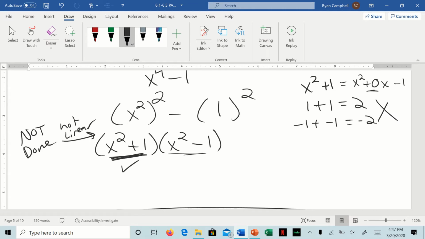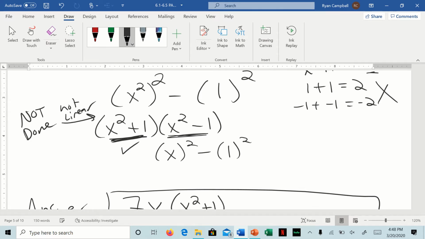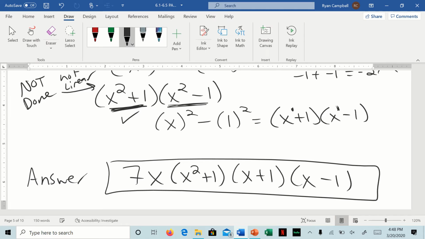However, we do have x squared minus 1. And that's the difference of squares again. So we just see that's x squared minus 1 squared. So we get x plus 1, x minus 1. Since those are linear, right? It's all to the first degree. We know that's probably it. So x plus 1, x minus 1, we're done. So this whole thing is the answer.